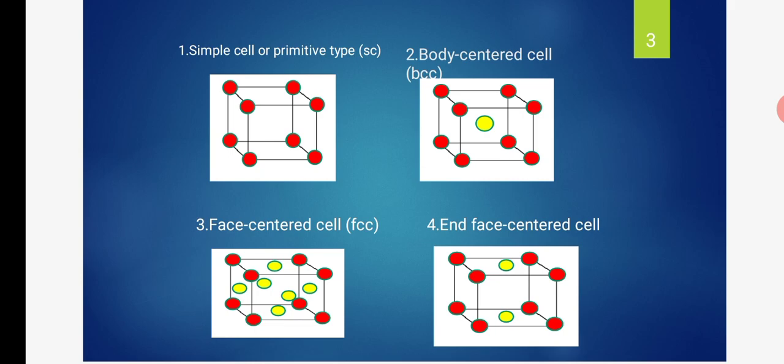And last one, end centered or end face centered cell. You can see here the two yellow molecules or spheres are situated on opposite faces, opposite to one another. Such type is called end face centered cell.